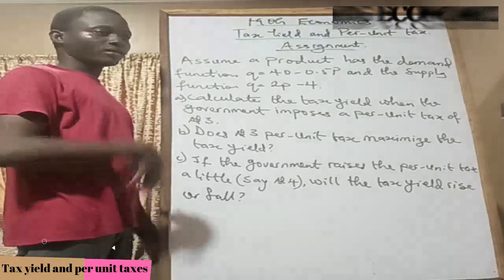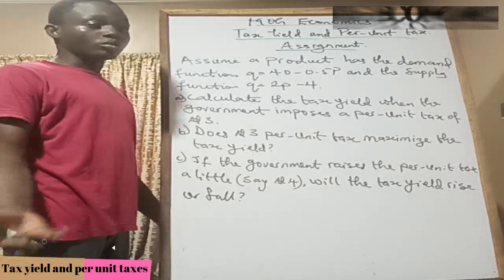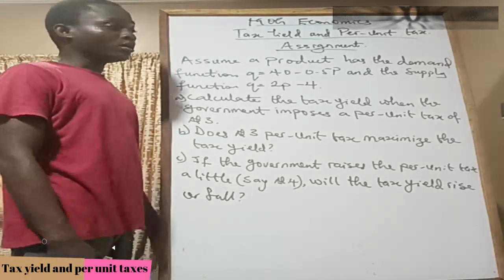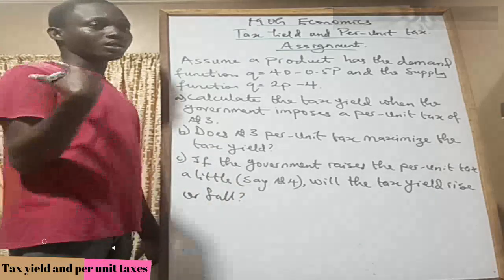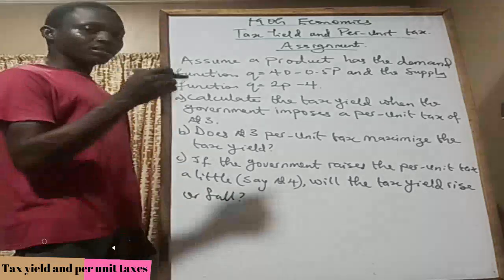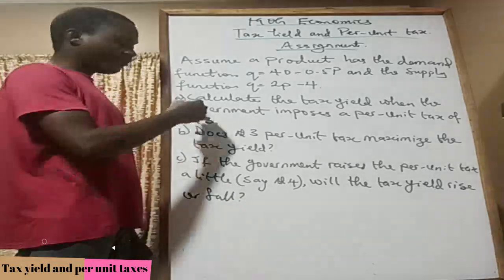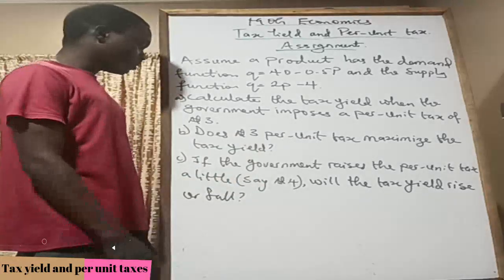So the first one is saying that there's already a per unit tax. So you know it, which is 3 naira. So what you just have to do here is find the equilibrium quantity after tax has been imposed. You can follow the process that we did, just that instead of having T, you have 3 naira. So you get the equilibrium quantity, multiply it, and then find the tax yield.